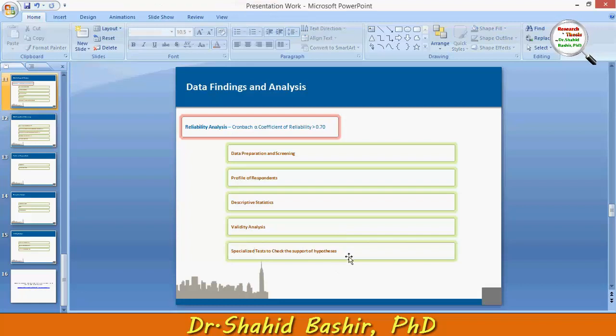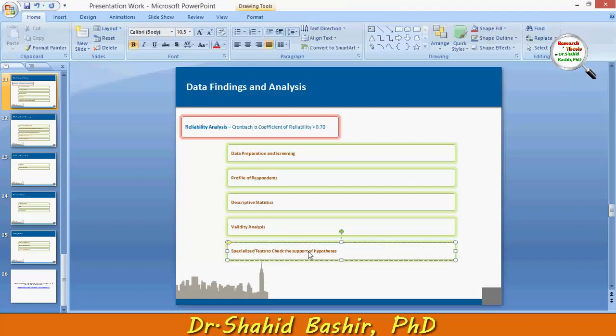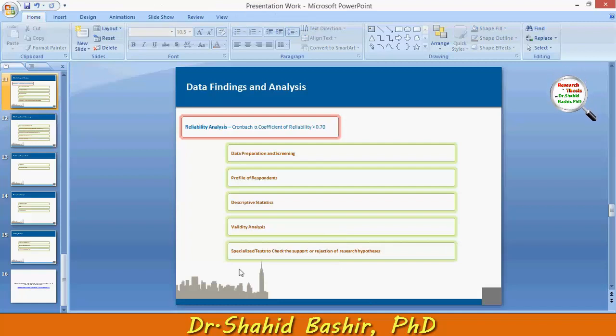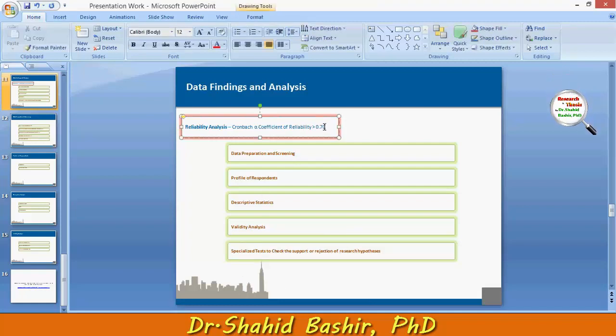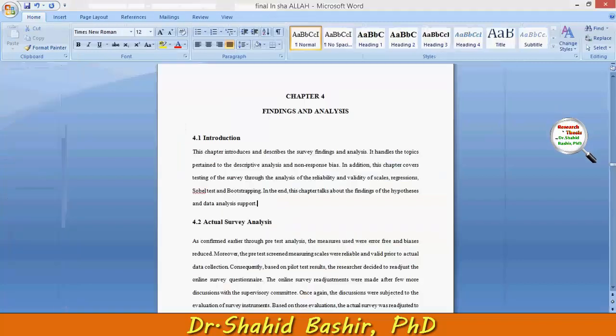to check the support or rejection of the research hypothesis. Okay, just going to the first section, that is reliability analysis. So it has to be, as I said before, at least more than 0.70.